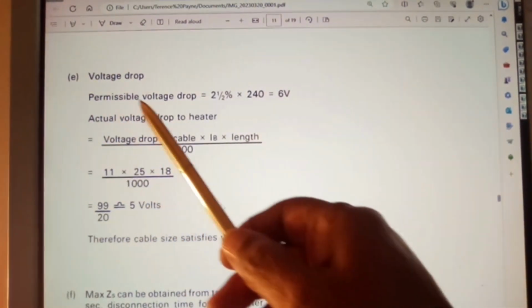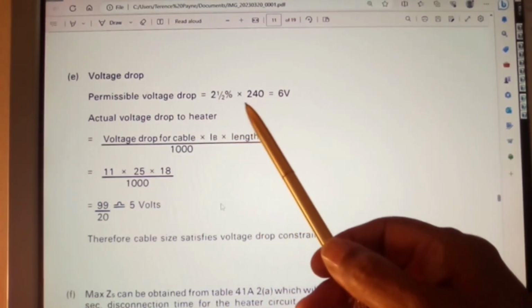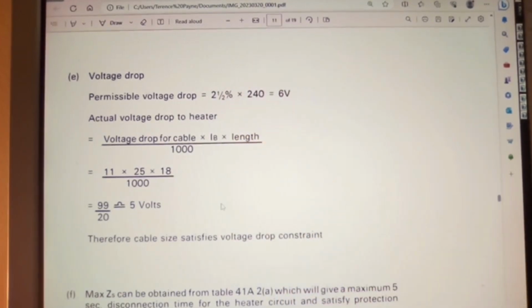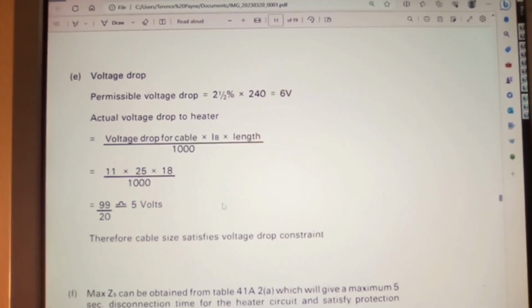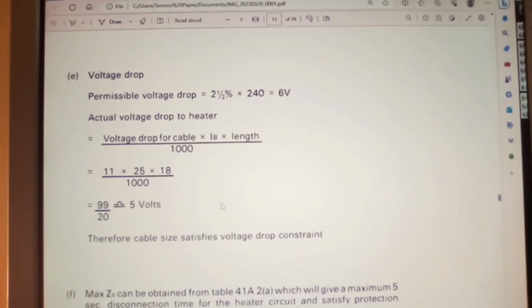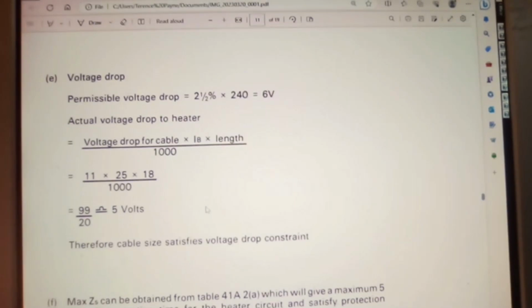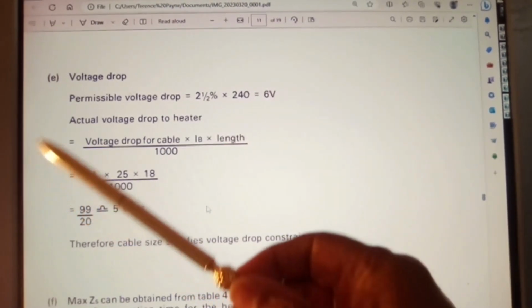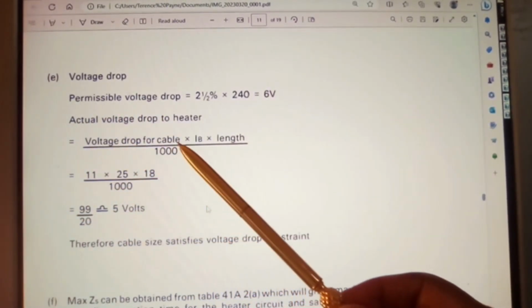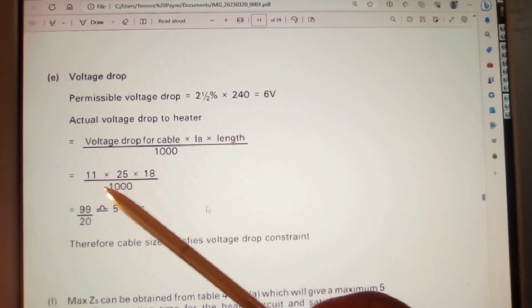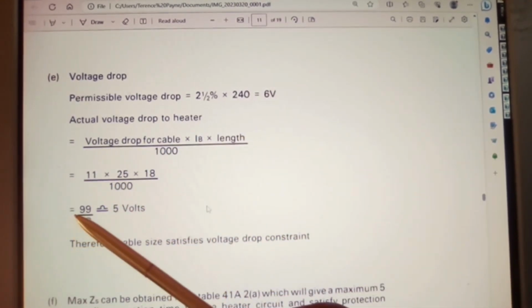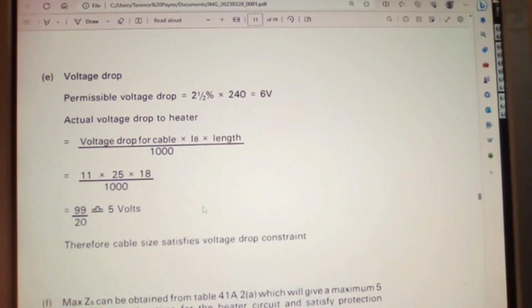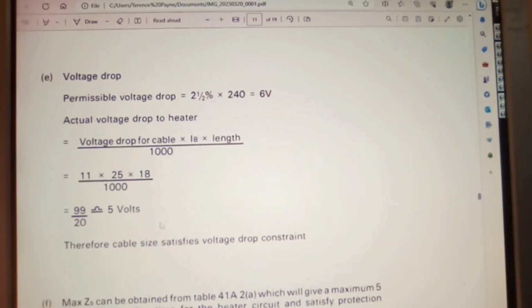Voltage drop, permissible voltage equals 2.5%. Now make sure that this is still the case, okay? Because there could have been changes in that time, but I believe it still is 6 volts. Okay, the actual voltage drop for the cable is the millivolt drop times IB times length over 1000, and that is what you have here. Okay, equals 5 volts. So therefore, the cable size satisfies voltage drop constraints. Okay.